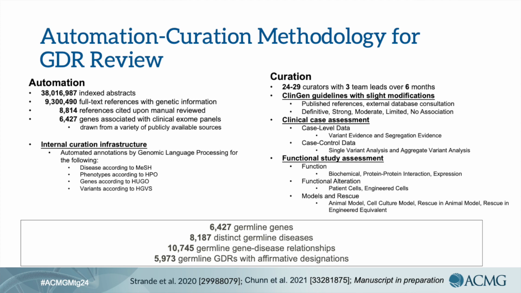There were 11,000, or nearly 11,000, total unique gene-disease relationship associations, or GDRs, and of those, about 6,000 were affirmative. Namely, there was limited or above evidence to suggest that this was a confirmatory, affirmative gene-disease relationship.